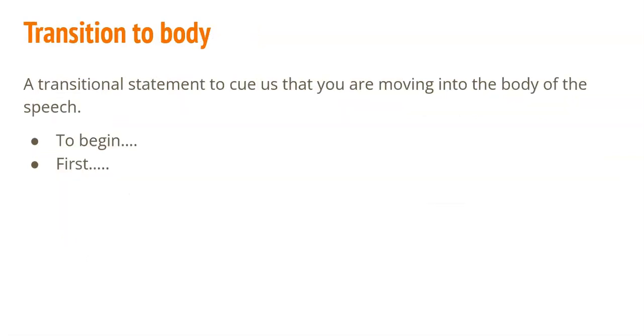All right. The final thing in your introduction is a transition. So you have to give a verbal cue to the audience that you are moving out of the introduction and moving into the body of your speech. This is not difficult, but it needs to be there. So something like, first, to begin, before I tell you this, I'm going to tell you that. Something along those lines. So you need some sort of transition so your audience can say, okay, I get it. We're moving out of the introduction and into the body of the speech.